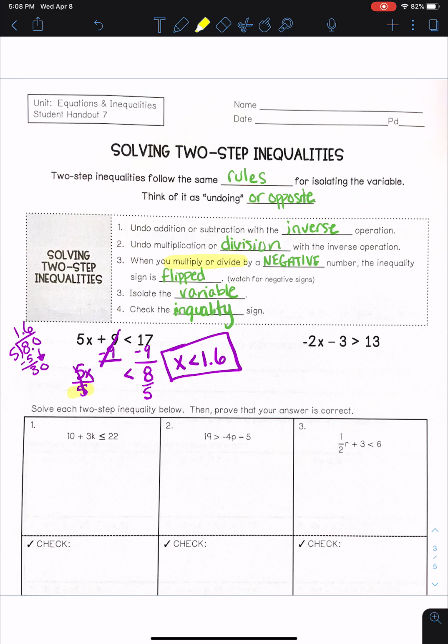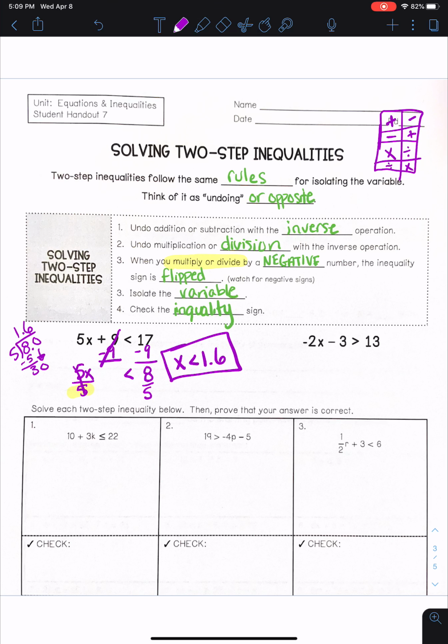Now, something I forgot to do: when I solve equations, I like to put my inverse operations here. So the inverse of addition is subtraction. Inverse of subtraction is addition. Inverse of multiply is divide. And inverse of divide is multiply.